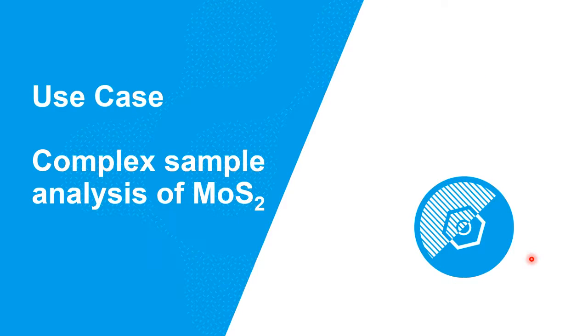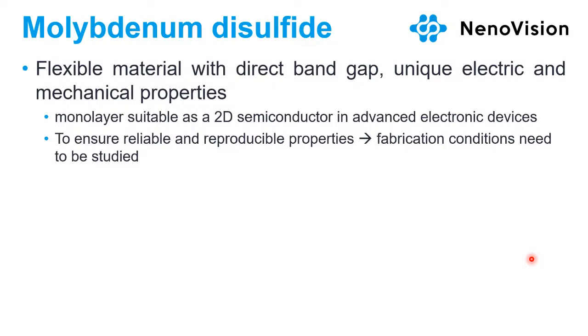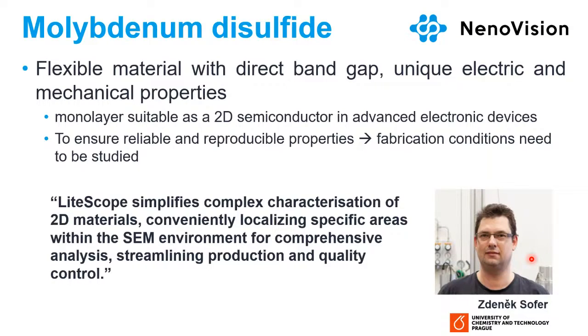Let's have a look at the use case. Molybdenum disulfide is a flexible material with a direct band gap. It has unique electric and mechanical properties. That is why a monolayer could be suitable as a 2D semiconductor in advanced electronic devices. But what is unknown is how to reproducibly fabricate it, or what the fabrication conditions should be in order to grow the monolayer reproducibly with the reliable properties we need.